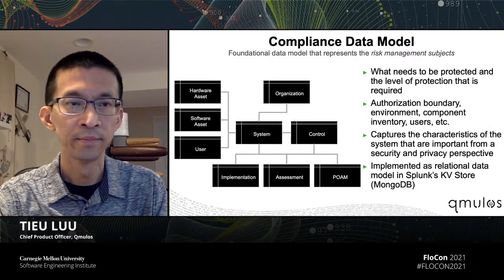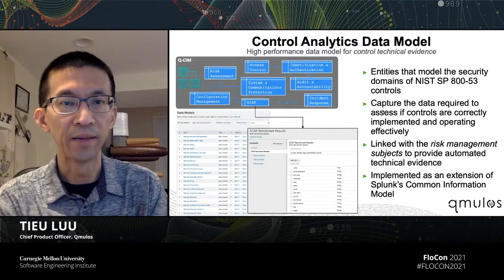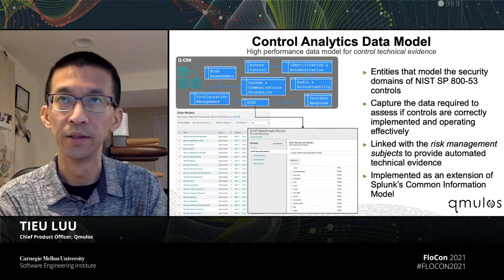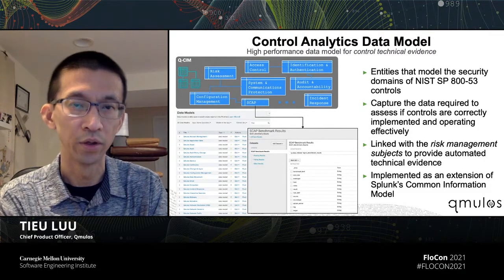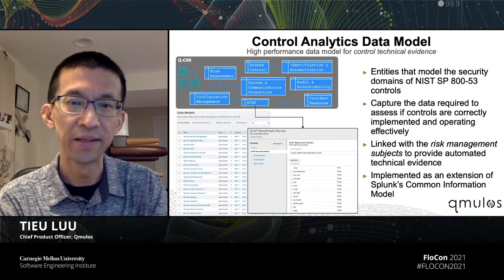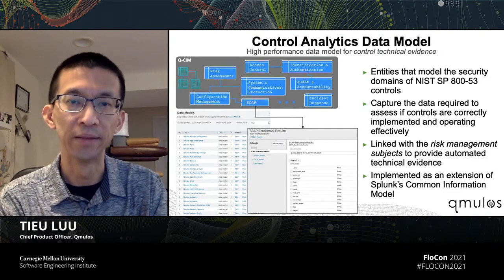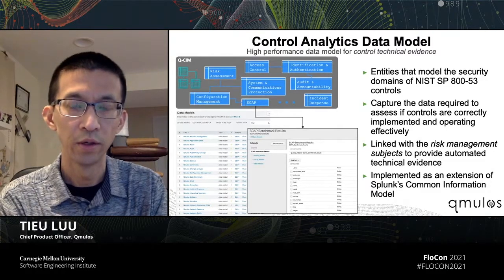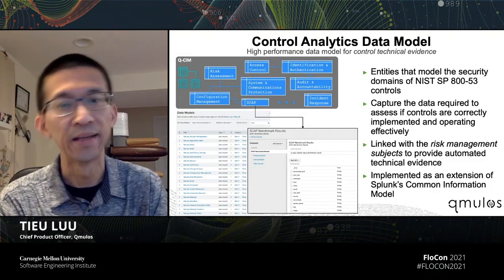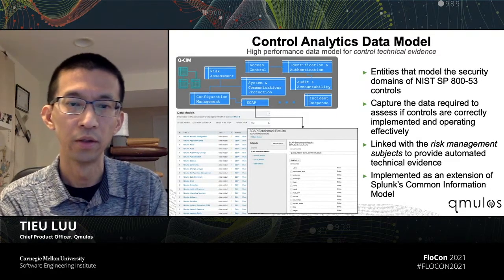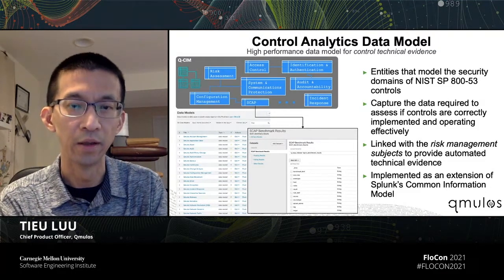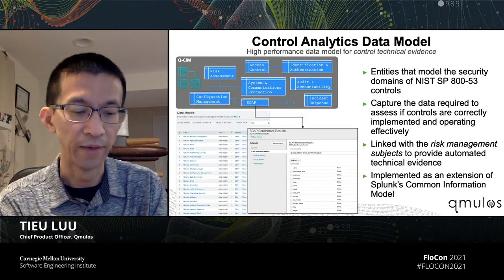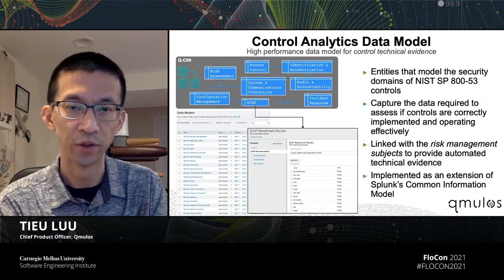Then the second data model that's required as part of our solution is the control analytics data model. This is a high performance data model for control technical evidence. These are entities that model the security domains of the 800-53 controls. They capture the data that's required to assess and monitor if controls are implemented and operating effectively. All of these elements are linked with the risk management subjects from the previous data model to provide that technical evidence for those systems and those controls.